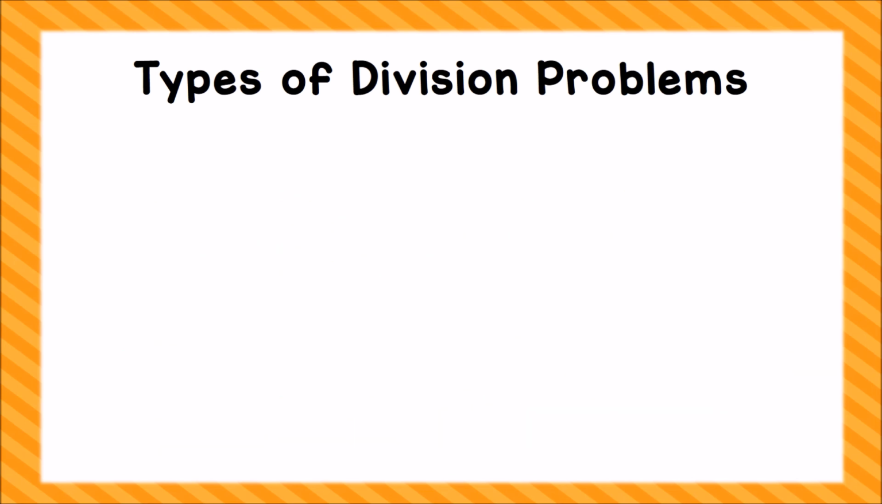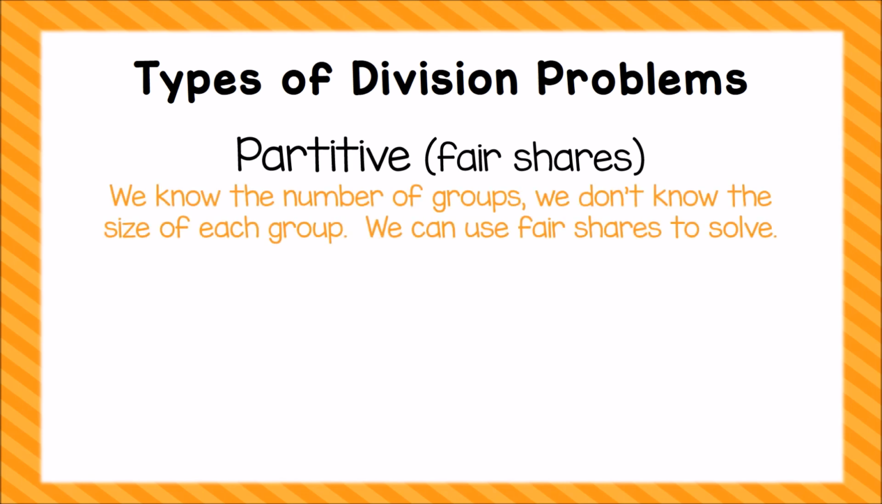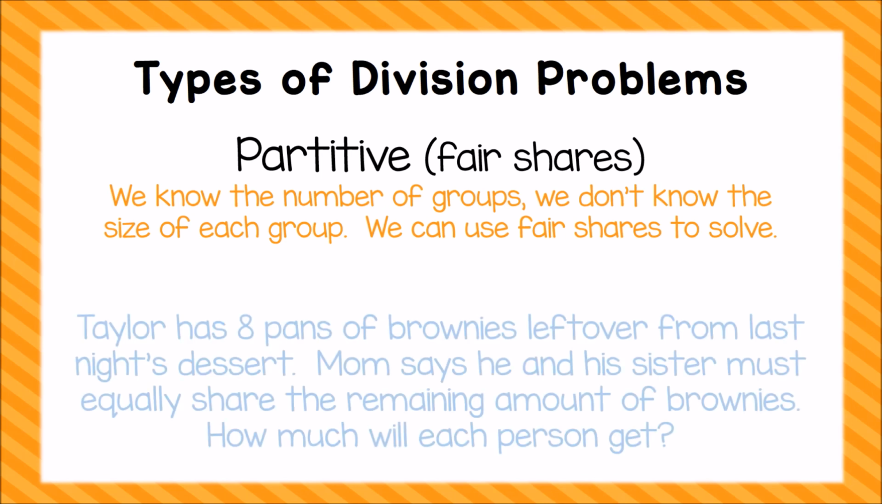The other type of division problem is partitive, and that is your fair share problems. For these problems, we know the starting amount, and we know the number of groups we want to make. We just don't know how big each group will be. So for example, back to the candy, we might know that there are 56 pieces of candy, and we want to split them equally among 8 people. So we know the number of groups we want to make is 8. We just don't know how big each of the groups will be or how many pieces of candy each person will get. Let's take a look at a sample problem for this.